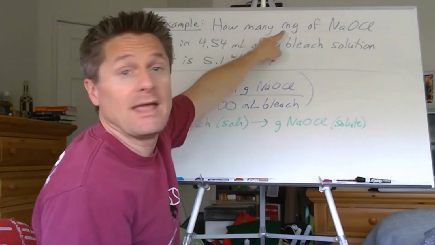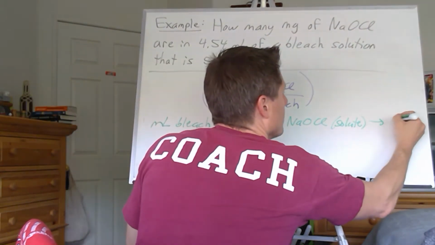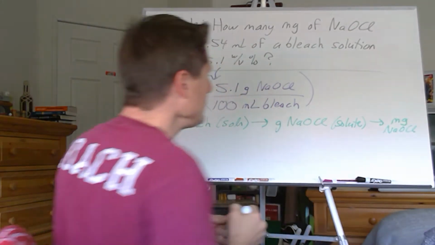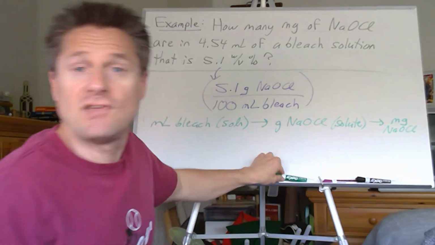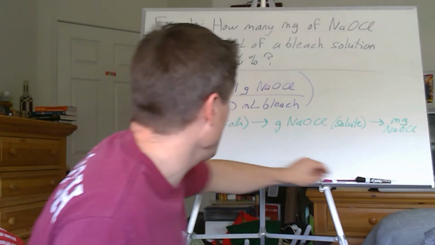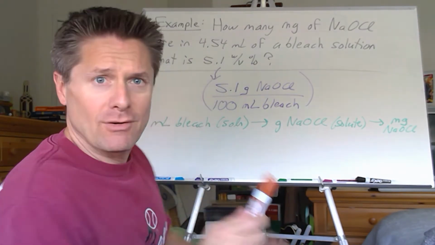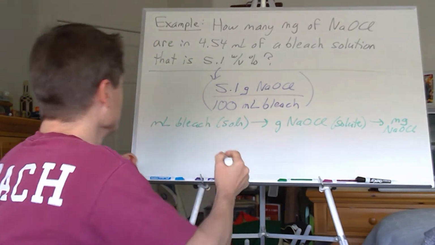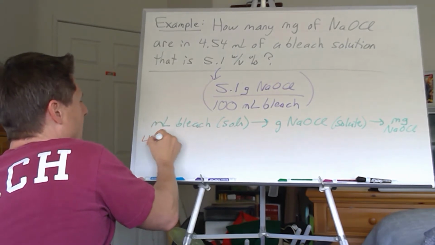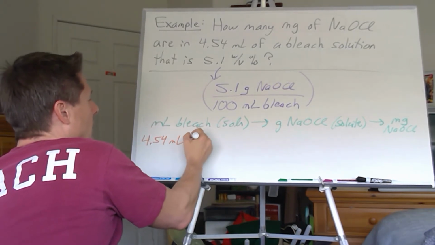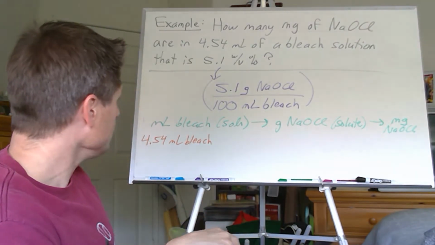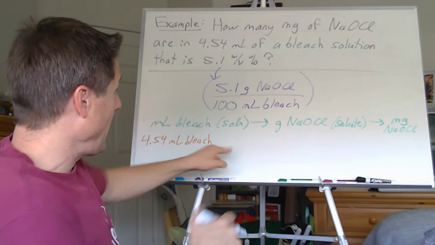And I was a booger head and I did milligrams. So this is just a two-step problem. Very, very easy to do. Let's pop this out. We've got what, 4.54? So 4.54 milliliters of bleach, or you could say solution. Let's just pop that right down.